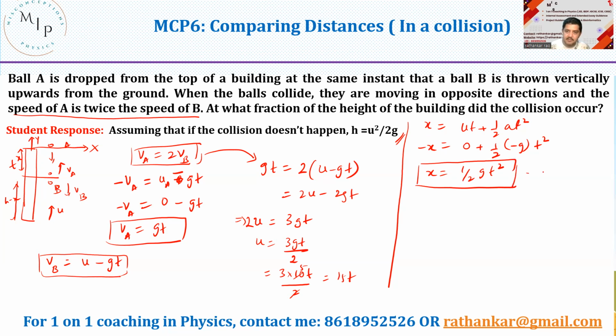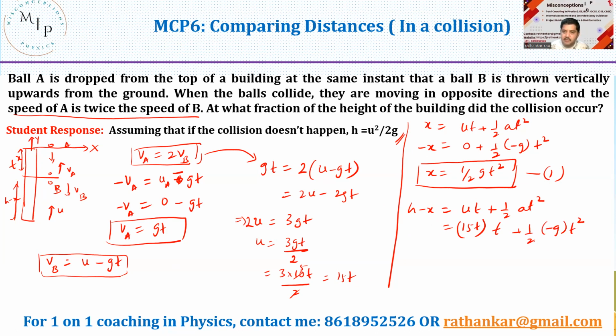Let me circle this. Now let me apply the same formula here also. h minus x is positive. You cannot put negative here. h minus x is equal to ut plus half at square, which should be, what is u? u is nothing but we have got the answer 15t here, right? The velocity of throw 15t multiplied by t plus half into, what is a? Minus g into t square.